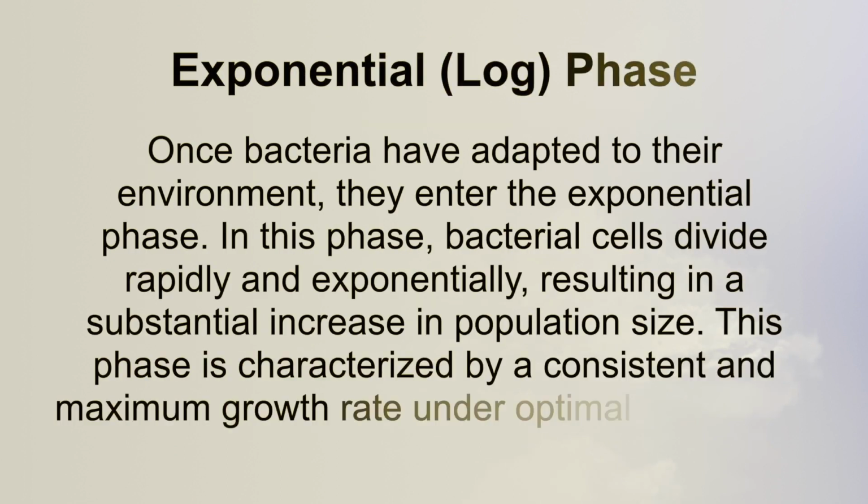Second phase is the exponential or log phase. Once bacteria have adapted to their environment, they enter the exponential phase. In this phase, bacterial cells divide rapidly and exponentially, resulting in a substantial increase in population size. This phase is characterized by a consistent and maximum growth rate under optimal conditions.